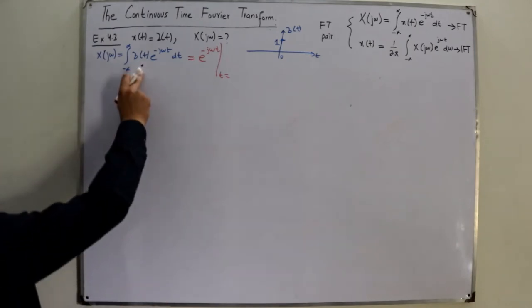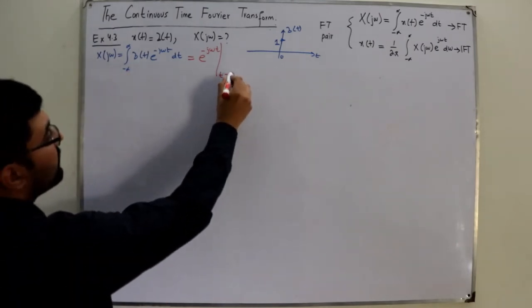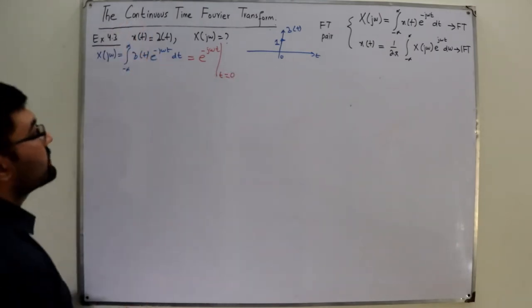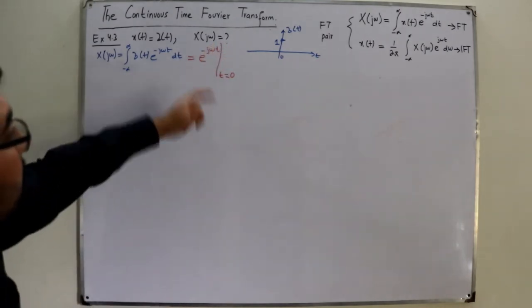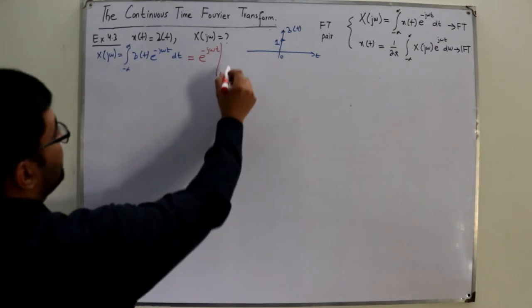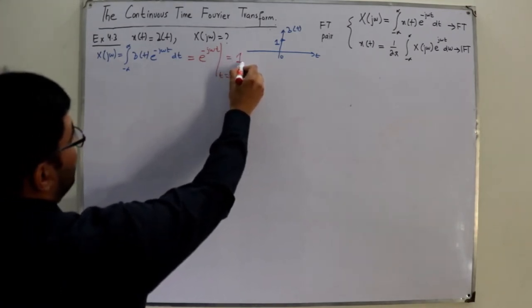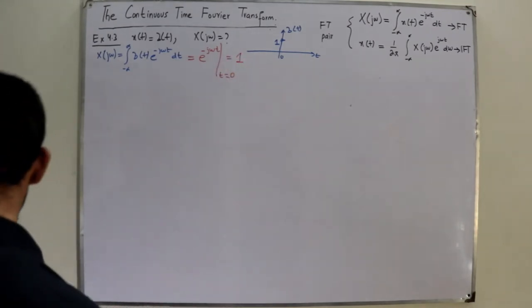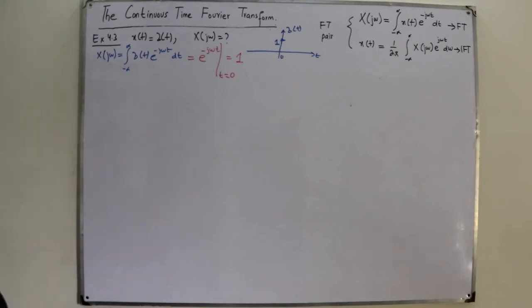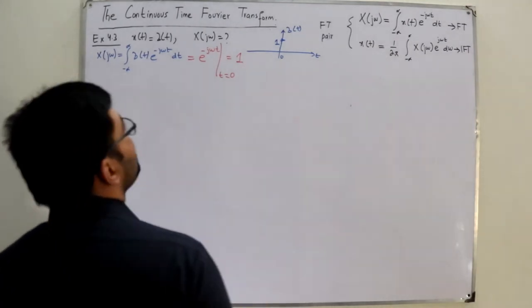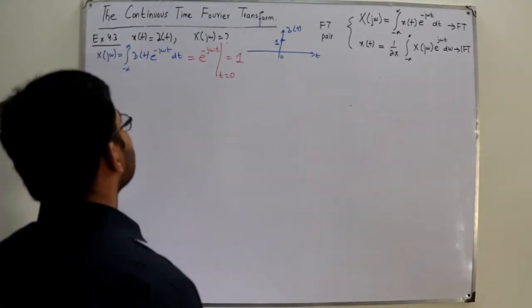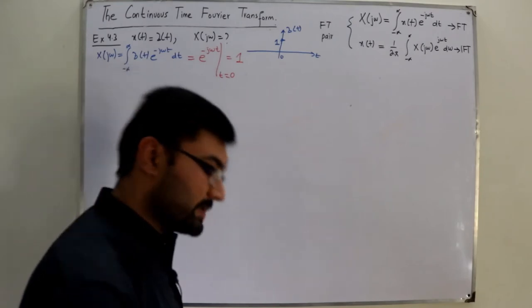So which means impulse over here is located at t equal to 0. So the answer to this whole integration would be the value of this function at t equal to 0. And the value of this function at t equal to 0 is 1. So which means for this thing, you have x of j omega to be 1, and that is it for this example. I don't need to draw it. Yes, why should I waste space?